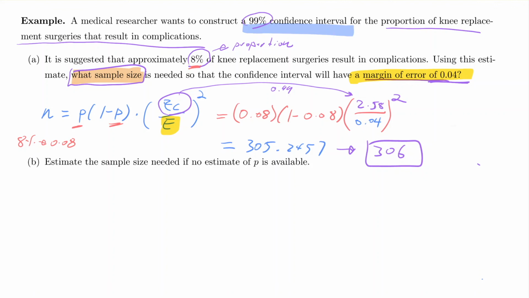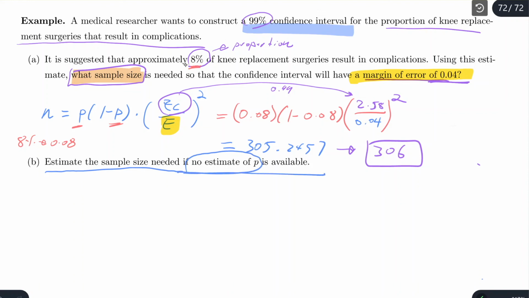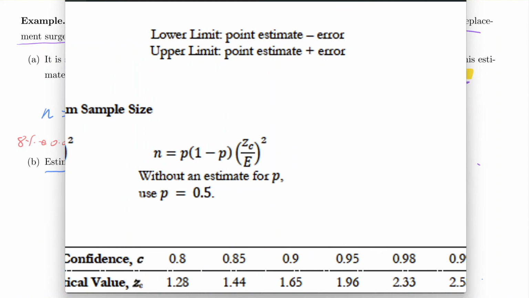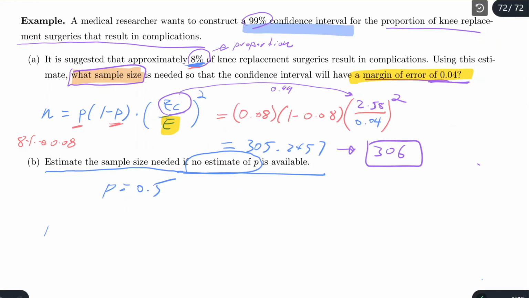Okay. So this is a minimal sample size problem. So make sure you know how to identify which formula. Estimate the sample size needed if no estimate of P is available. So let's say they don't have P here, they don't have this approximately 8%. Then for P, we just use 0.5 as an estimate. So we use the same formula, but we use 0.5, 1 minus 0.5.